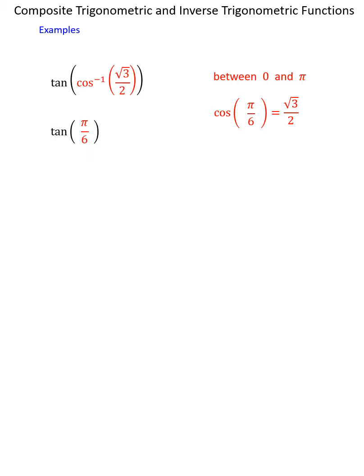So back to our main problem on the left, what we've done now is we've found a value for the inner, or first, of the composition of these two functions. In other words, I've found that the inverse cosine of radical 3 over 2 is pi over 6. That had nothing to do with the tangent. That was just me working out the inner function in this composition.